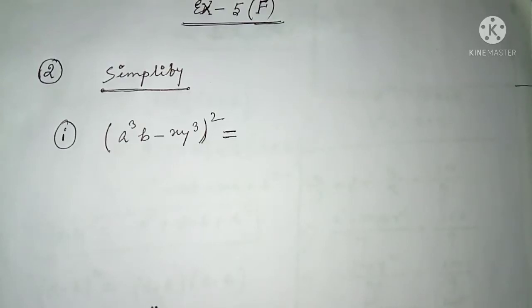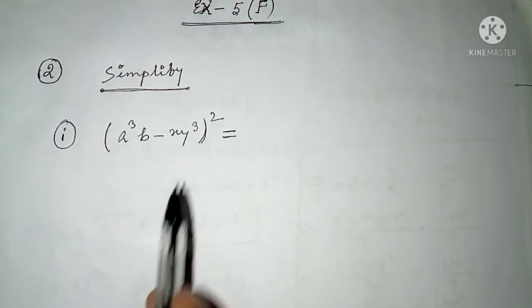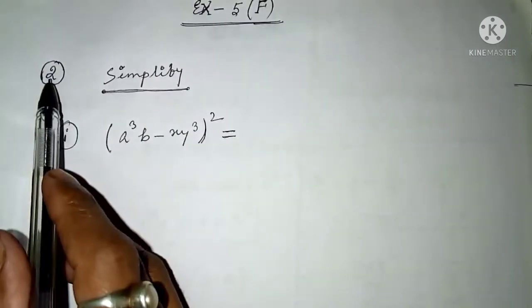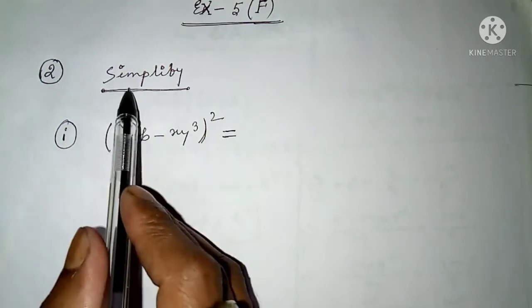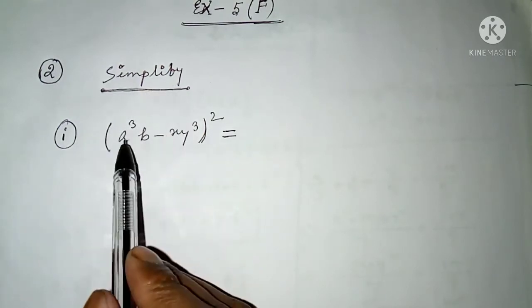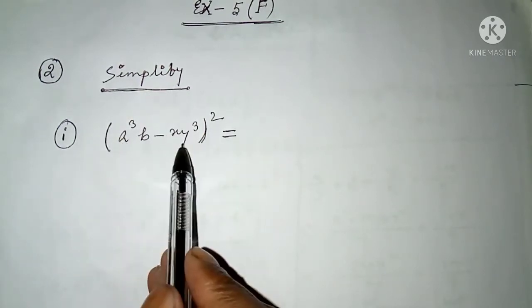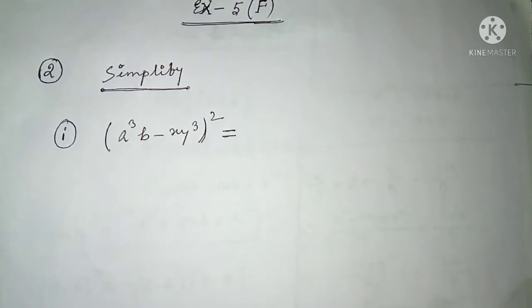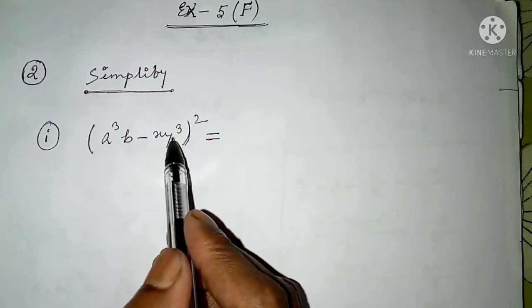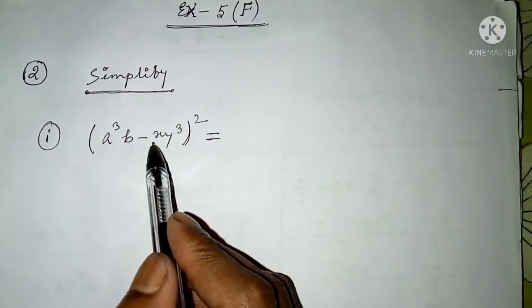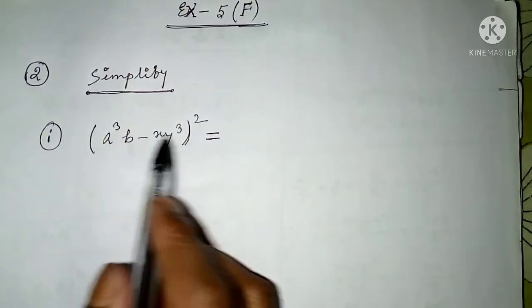So students, in this video we're going to discuss your exercise 5F and your question number 2. This is your first one. We are asked to simplify here, and the question is (a cube b minus xy) whole cube. See, this cube is on your y, not on x. Then we need to expand this one.